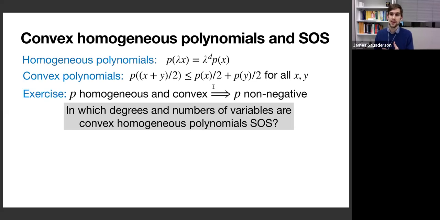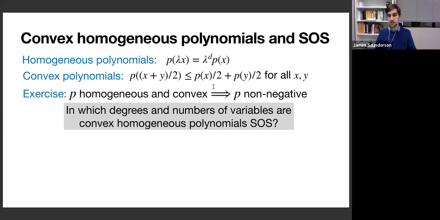It turns out that you could also make other assumptions on polynomials that imply non-negativity but are maybe stronger, and ask whether they imply sum of squares. One such assumption is to consider convex homogeneous polynomials. All right, so what's a homogeneous polynomial? Just a reminder, it's a polynomial that when I scale the variable inside, that scaling comes out with just the degree, or if you like, it's a polynomial where all the monomials have the same degree.